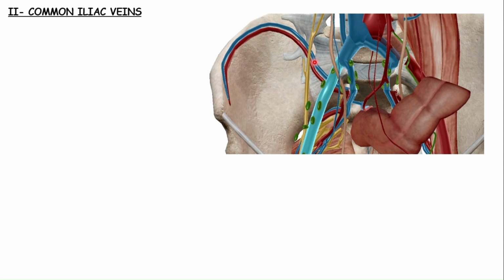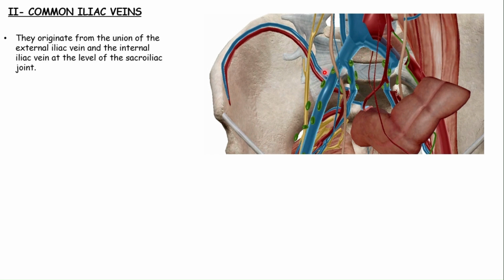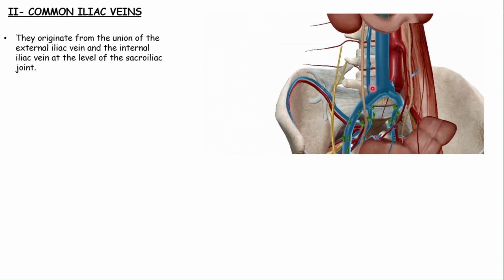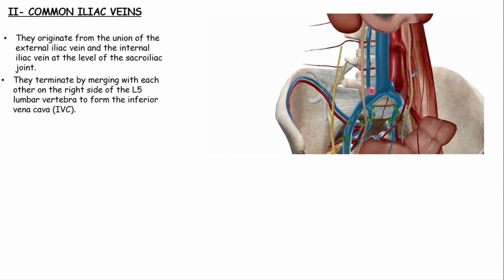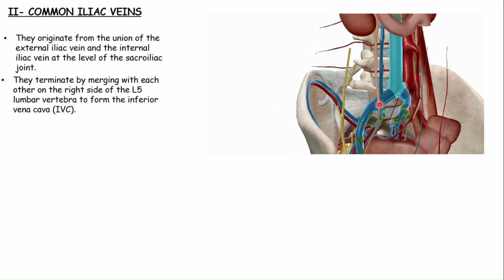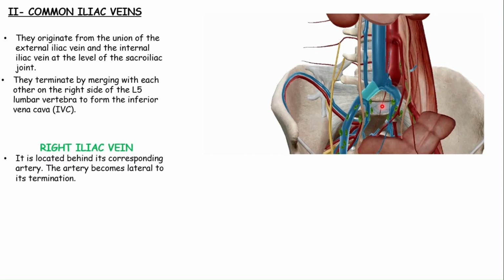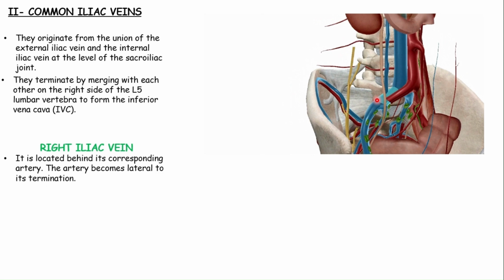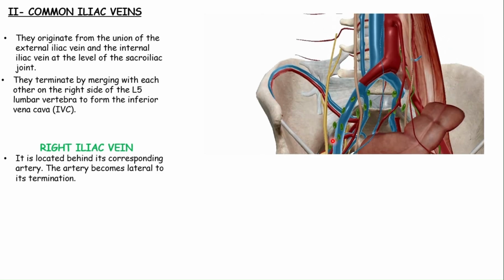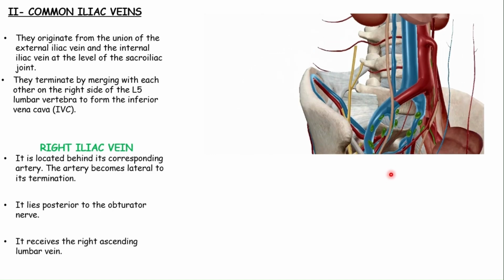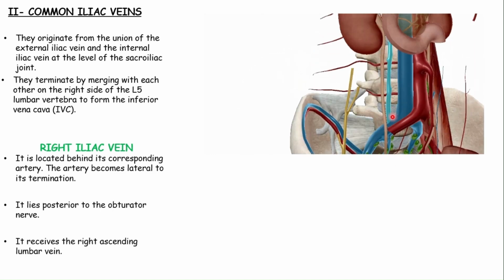The common iliac veins originate from the union of the external iliac vein and the internal iliac vein at the level of the sacroiliac joint. They terminate by merging with each other on the right side of the L5 lumbar vertebra to form the inferior vena cava. The right iliac vein is located behind its corresponding artery. The artery becomes lateral to its termination. It lies posterior to the obturator nerve and receives the right ascending lumbar vein.